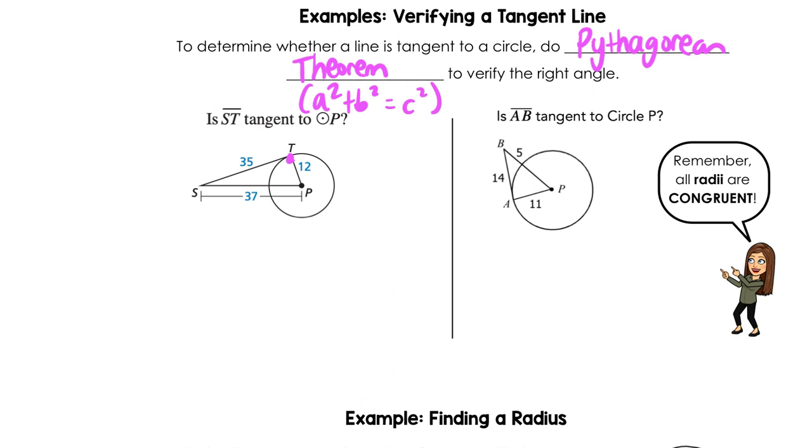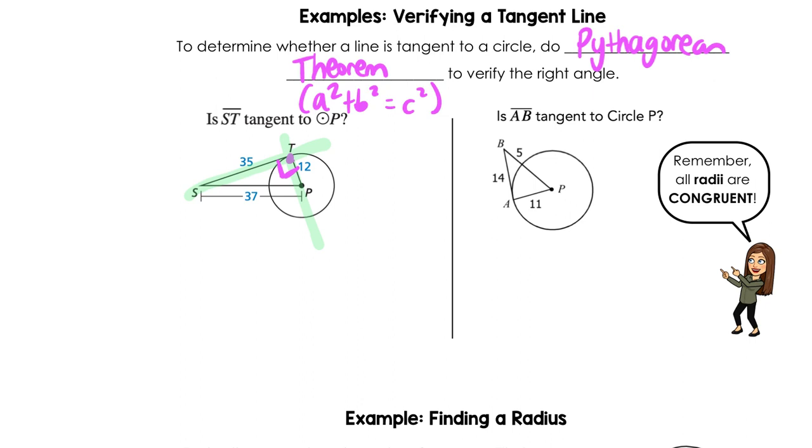But in order to see if it actually is a tangent line, the theorem says that if it's a tangent line, then this and this are perpendicular. Therefore, there would be a right angle right here. I hesitate to put that box because we don't know if it's right yet. We'll only know if it's right by seeing if the Pythagorean theorem is true.